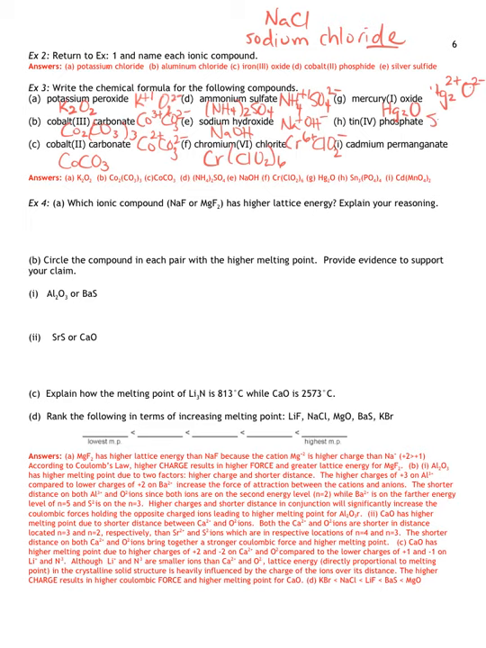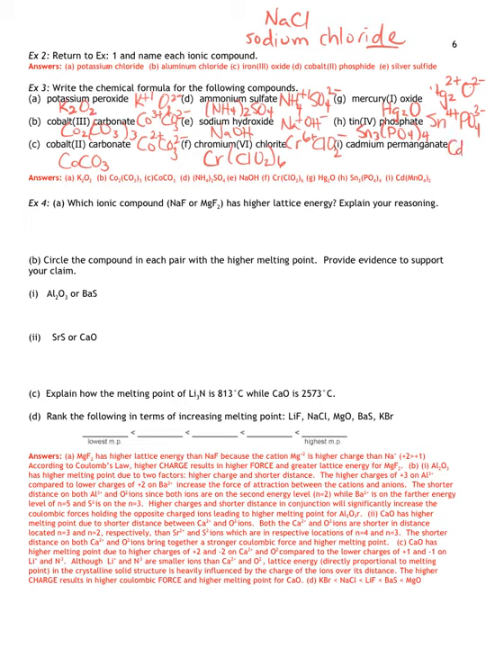Tin with a 4 plus charge. Phosphate with a PO4 3 minus. Common multiple is 12, so I'm going to need to 3 times the 4 plus charge, and I'm going to need to 4 times the phosphate ion. So PO4 is phosphate, and 4 times that would be parentheses with 4 on the bottom.